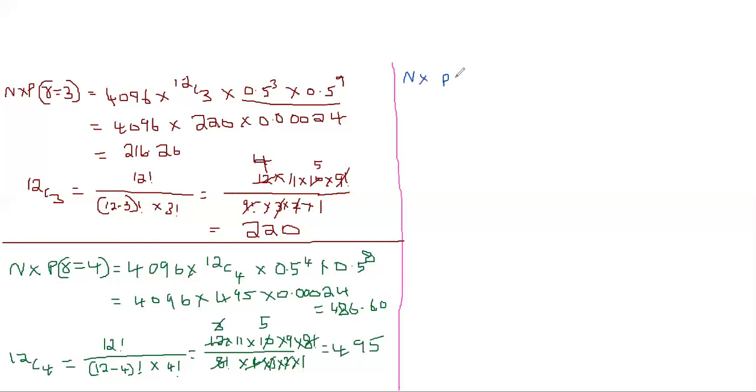N into P of R equal to 5 is equal to 4096 into 12C5 into 0.5 raised to the power of 5 into 0.5 raised to the power of 7 is equal to 4096 into 0.00024, I'm writing it early. So let us find out 12C5.